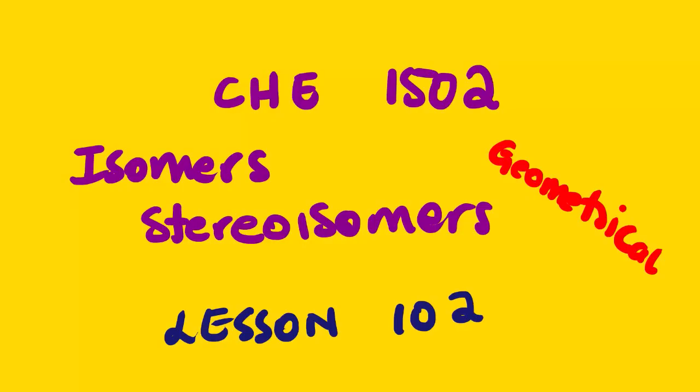Our lesson for today will be looking at Chemistry 1502. The topic for today will be looking at isomers. The subtopic is stereoisomers. Specifically, we'll be looking at geometrical isomers. Lesson 102, let us start.